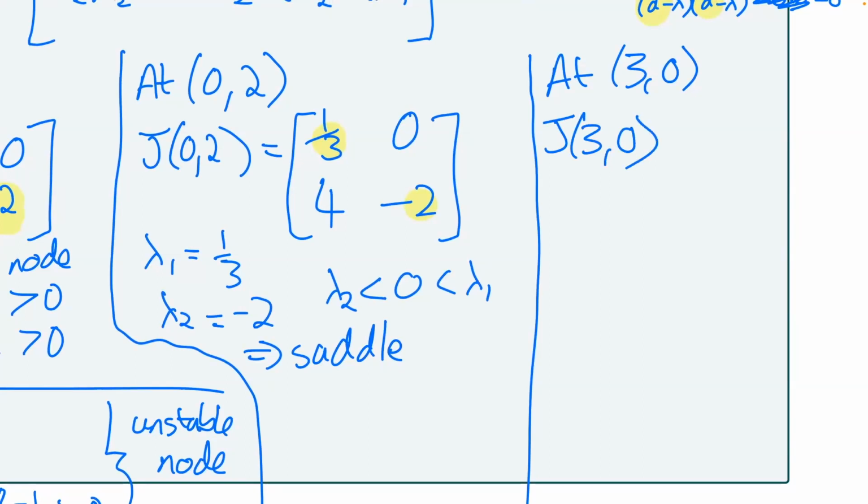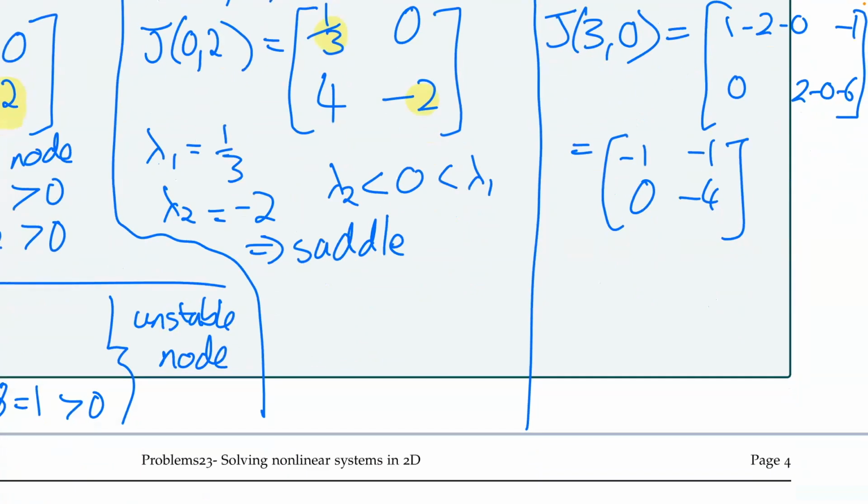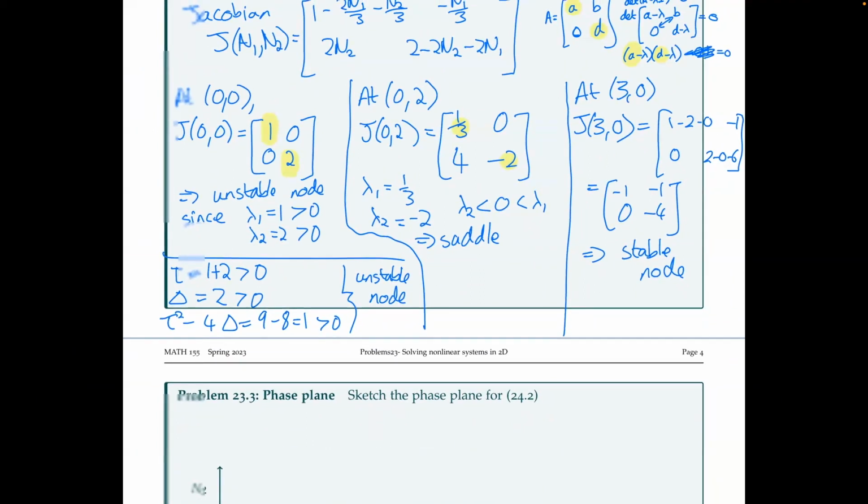Okay, (3, 0). We're going to have 1 minus 2 minus 0 up here. We have a minus 1, 0, and 2 minus 0 minus 6. We have minus 1, 0, minus 4. So here both of our eigenvalues are negative. This tells me we have a stable node. Now, show of hands, you got those?